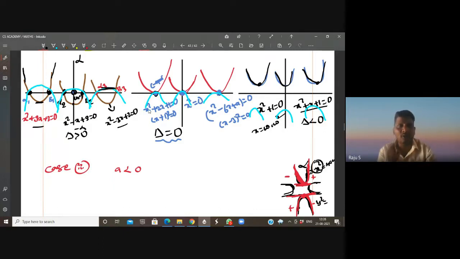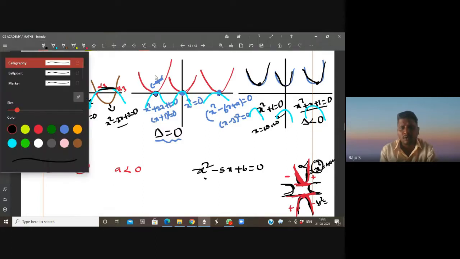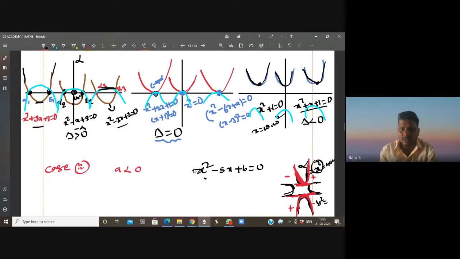You may get a doubt: if it is open upwards, we get the minimum value, but how can we find the minimum value? For example, take the quadratic equation x square minus 5x plus 6 is equal to 0. For this, the x square coefficient is positive, so it is open upwards.